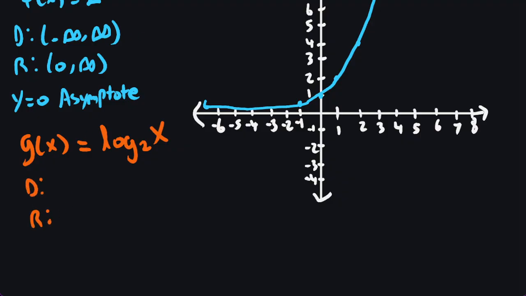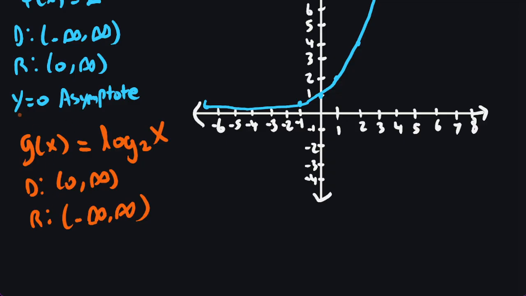It's reversed. So now the domain is restricted. The domain goes from 0 to infinity. And that makes sense because x can never be a negative number. As we've mentioned in a previous video, you cannot take the logarithm of a negative number. It doesn't work. And the range is actually all real numbers. So the range is from negative infinity to positive infinity. So the output of a logarithmic function could be anything, any real number.